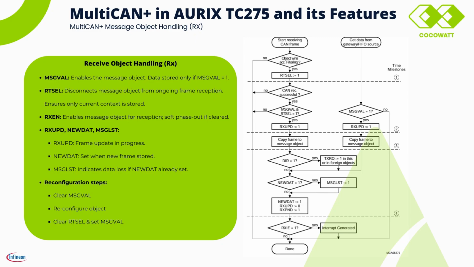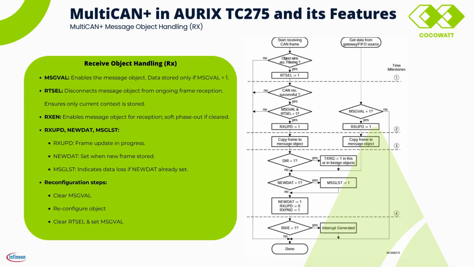Let us explore the receiving object handling in detail. The message valid parameter. It is important to remember that a message object can store data only if message valid is set to 1. If it is not, no data will be saved. The RTSEL bit is also another important parameter. This disconnects the message object from the ongoing frame reception, ensuring only the current context is stored. This is particularly useful for maintaining data integrity.